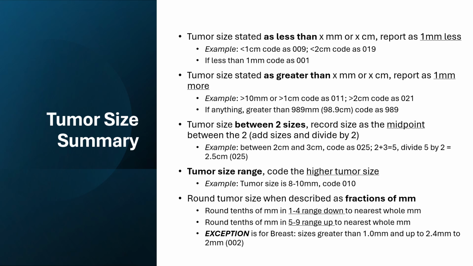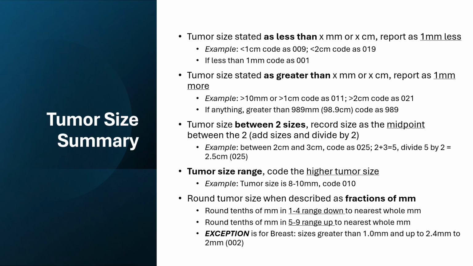If a tumor size is stated as greater than X millimeters or X centimeters, report it as 1 millimeter more. So an example of this is if it's greater than 10 millimeters or greater than 1 centimeter, code as 011. If anything is greater than 989 millimeters or 98.9 centimeters, code as 989.